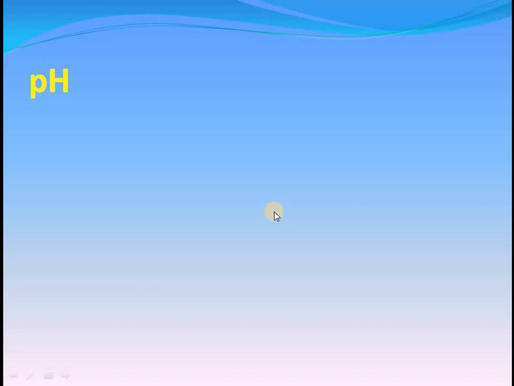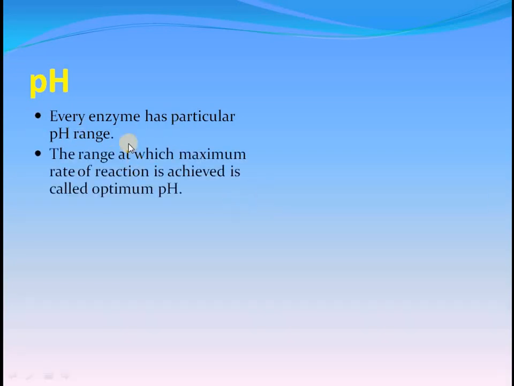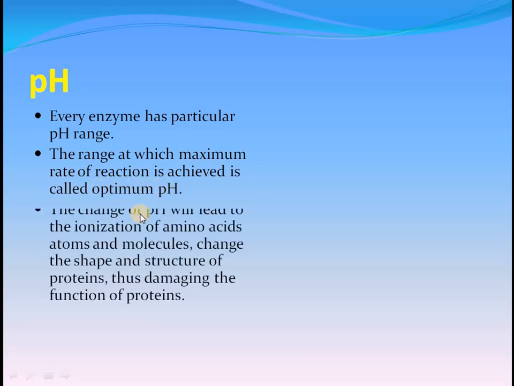Now the next factor is pH. What is pH? pH is basically the concentration of hydrogen ions. Every enzyme has a particular pH range. The range at which the maximum rate of the reaction is achieved is called the optimum pH. At the very start we said there are some important points: maximum, minimum and optimum. So the range at which the maximum rate of reaction is achieved is called the optimum pH.